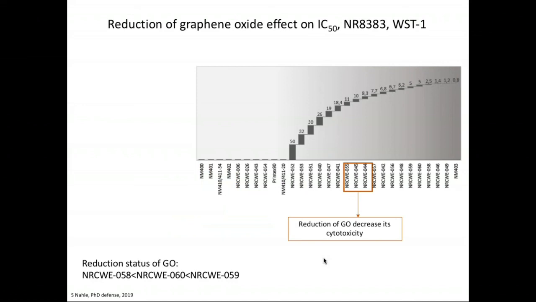And the redox status also has an impact. We have here three graphene oxides, of similar size and similar shape, with different redox status. And it was clear that when you increase the reduction power of the graphene oxide, then you will increase its cytotoxicity.